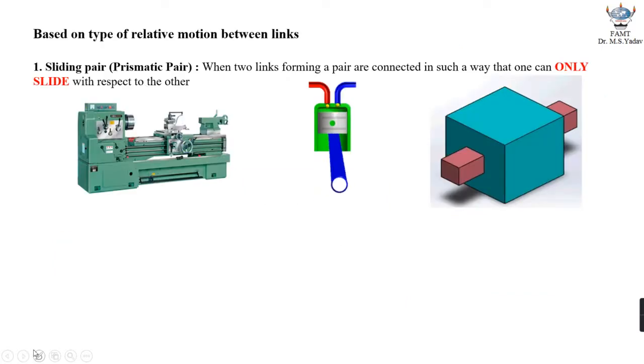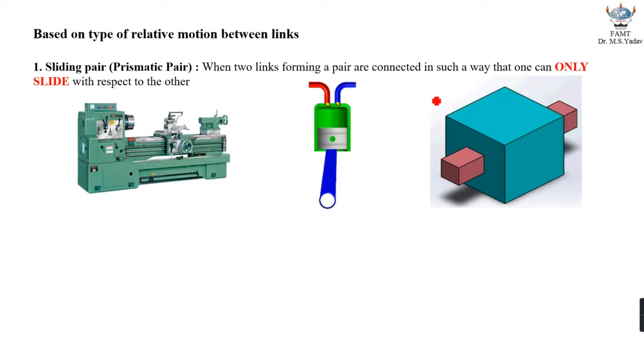So the first classification is based on type of relative motion between the links, and the first pair is a sliding pair. Now when two links come together, they are said to form a pair, and the pair is formed in such a way that one can only slide with respect to the other link. In that particular case, the pair formed is called a sliding pair.